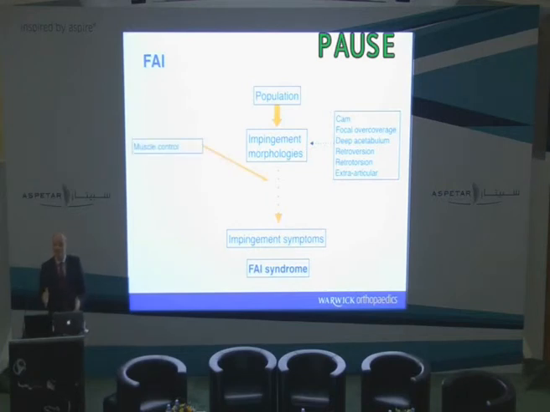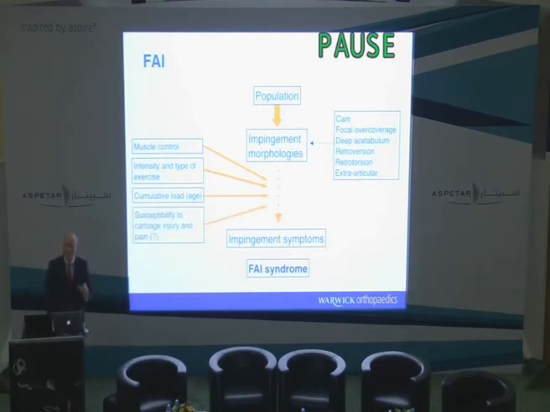So what makes it that some patients with impingement morphologies develop impingement symptoms and some don't? Well, we've heard about it already. It looks as if muscle control is very important. It looks as if what exercise you do and how much of it you do is important, and that might be why so many of our athletes suffer from these symptoms. Cumulative load is probably important because of cumulative damage to the cartilage and labrum. That may be associated with what you do, but also as you get older, your cumulative load increases. And it may well be that some people are more susceptible to cartilage injury or to experiencing pain. That may be a genetic influence upon this.